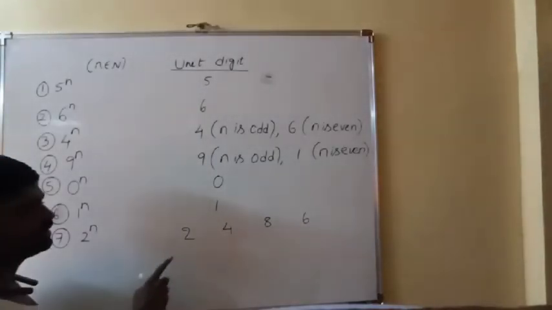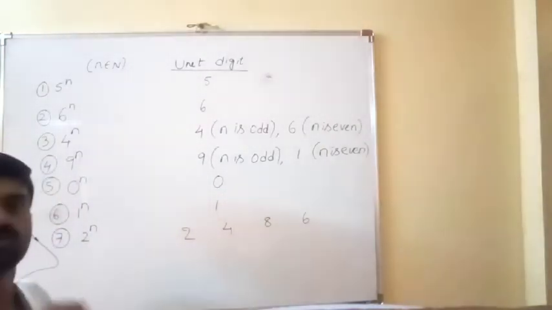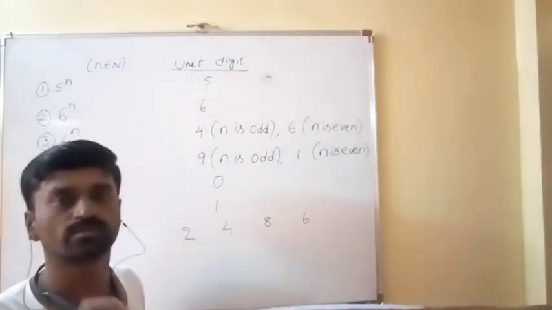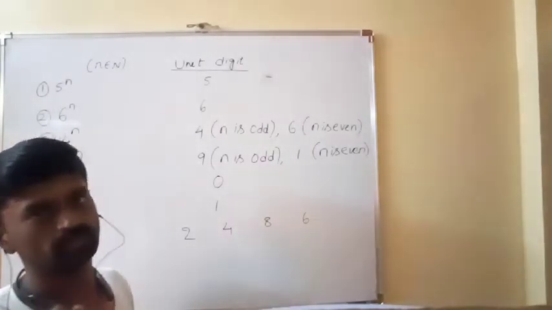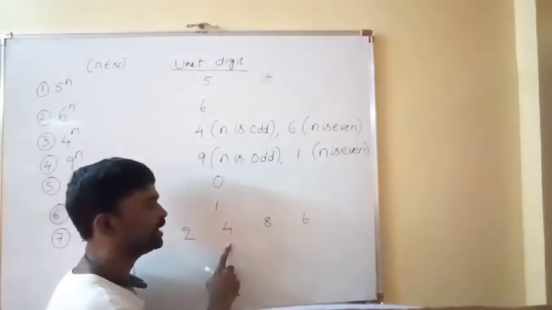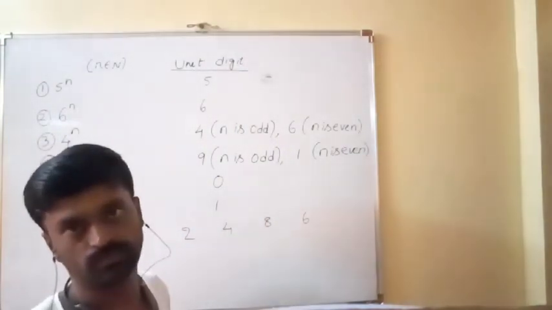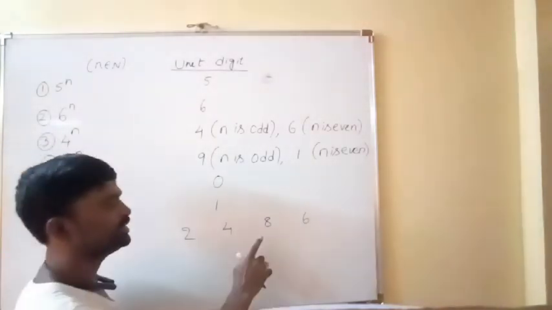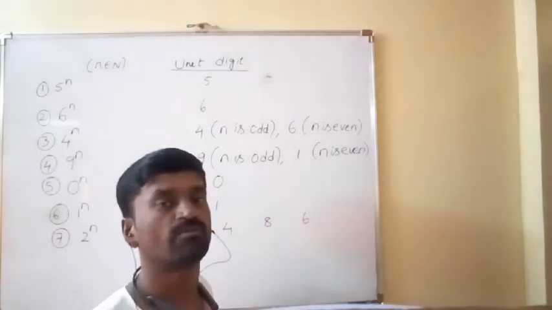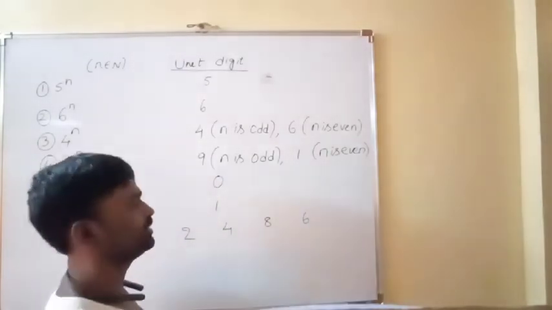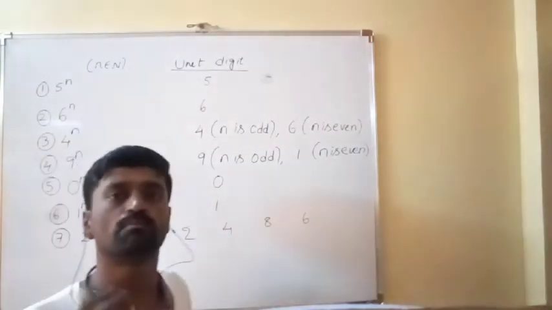Okay. So particularly the unit digit will be 2 if n is in the form of 4k plus 1. And the unit digit in 2 power n is 4 if n is of the form 4k plus 2. The unit digit in 2 power n is 8 if that n is in the form of 4k plus 3. And the unit digit in 2 power n is 6 if that n is a multiple of 4.